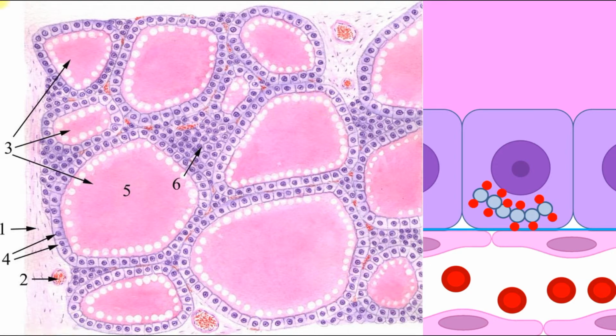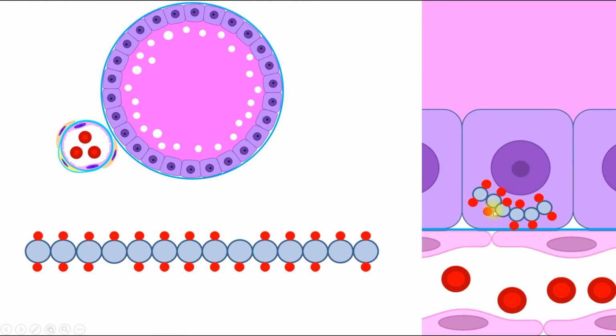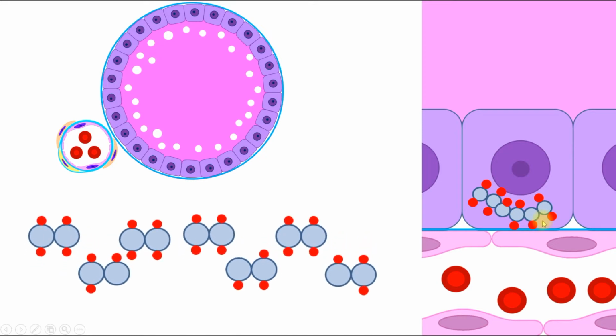And after that, here we can see appearance of resorption vesicles, and when the thyroid gland is very active, the number of those vesicles increases. And after that, thyroglobulin is broken into amino acids. The next stage of synthesis of T3 and T4 is hydrolysis.